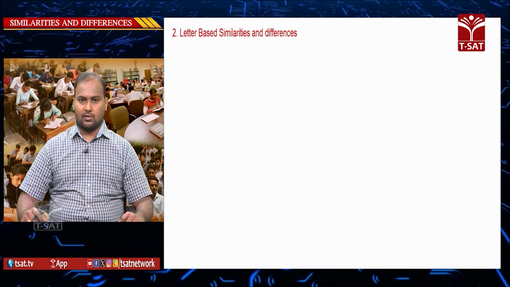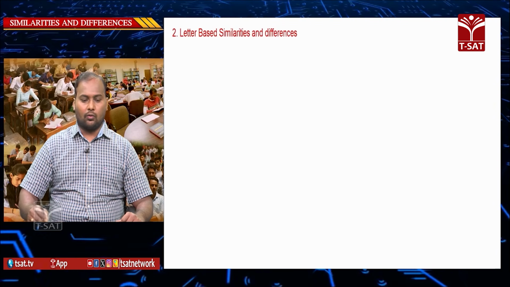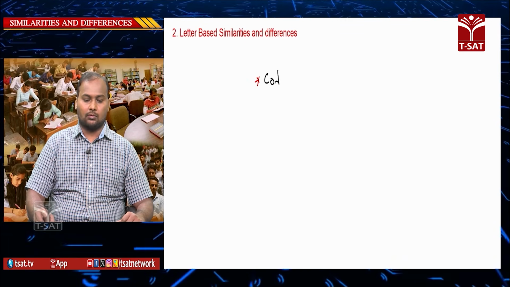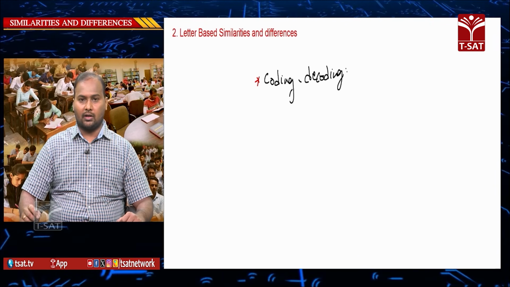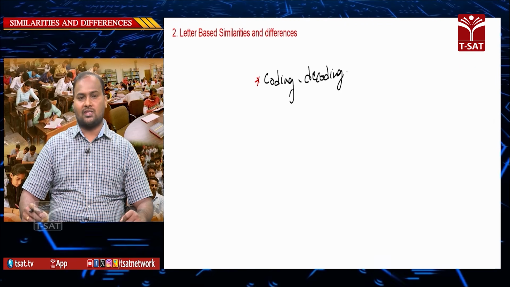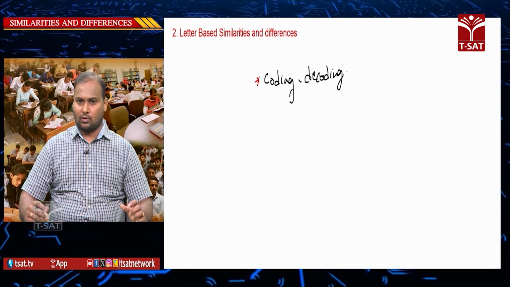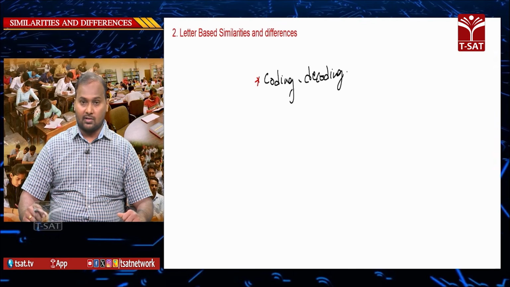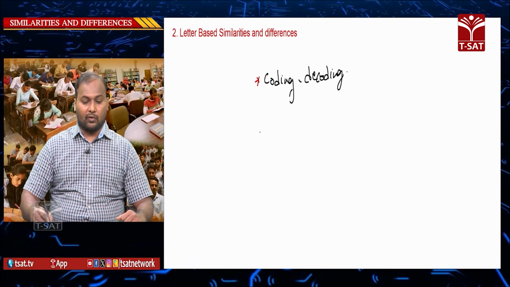To answer the questions from this topic, the student should be thorough with coding and decoding. That is very, very important. The first one is coding and decoding. The student should be thorough with this topic. What are the different types of coding and decoding? How are these coding and decoding patterns formed? How is the approach towards this coding and decoding? Once the student is thorough with this topic, it becomes very, very easy for him, because the questions will be of similar approach. That is very, very important.